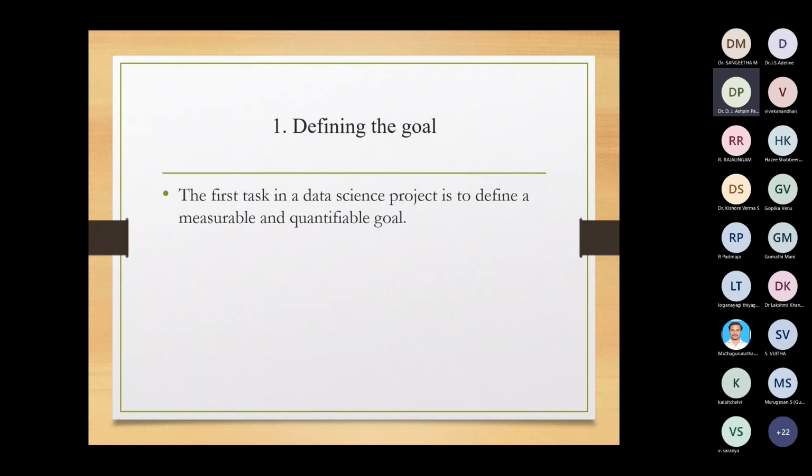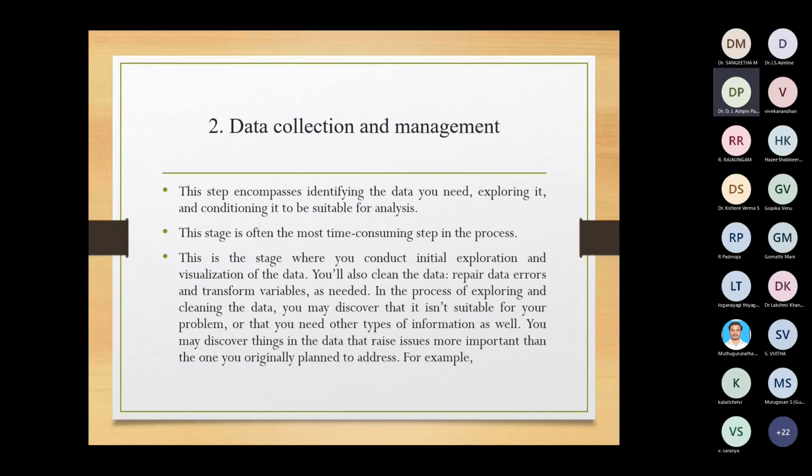And the second one is, in defining the goal, you have to define a measurable and quantifiable goal, so it should be more specific. And then the next one is data collection and management. In data collection and management, you have to identify the data and explore the data, and then you have to condition it to be suitable for analysis.